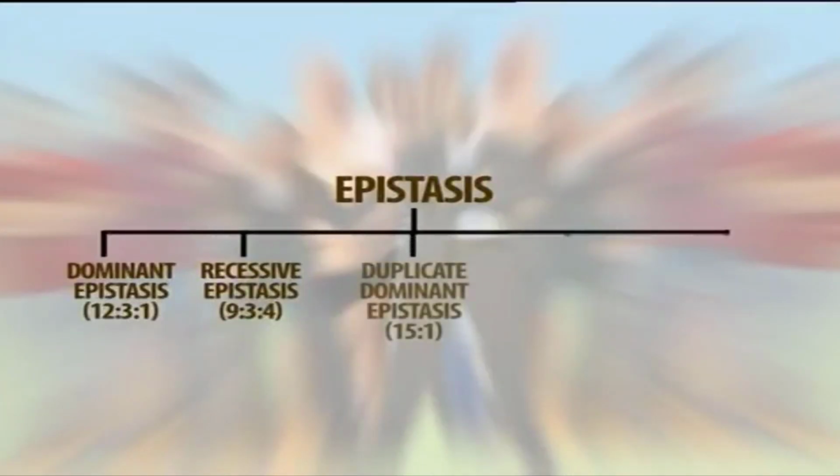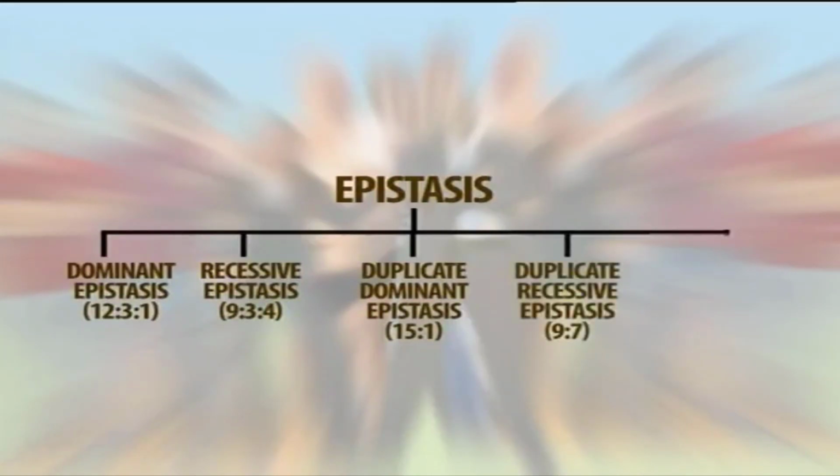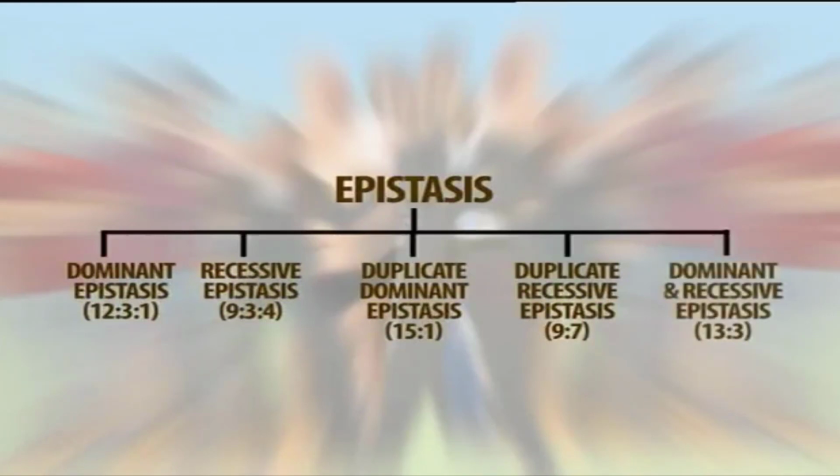Number three, duplicate dominant epistasis, in which the dominant allele of both the gene loci produces the same phenotype without cumulative effect, and the Mendelian ratio is modified into a 15:1 ratio. Number four, duplicate recessive epistasis, in which both genes are required to produce a particular phenotype and produces a 9:7 F2 ratio. Number five, dominant and recessive epistasis, in which one dominant gene produces the concerned phenotype.